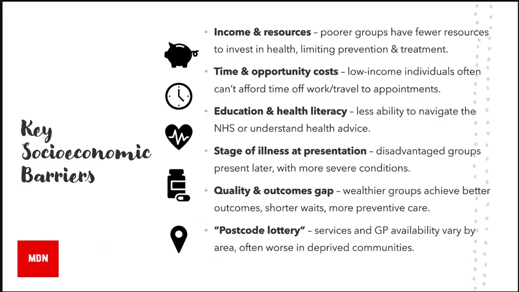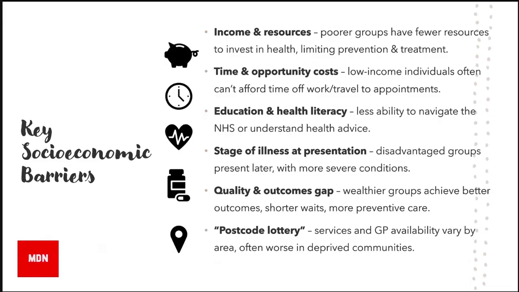Education and health literacy. People with lower education may struggle to understand medical information or navigate the NHS system. Wealthier patients are often more confident pushing for referrals or specialist care. Stage of illness at presentation. Poor groups often delay seeking help until illness is severe. This leads to higher need for emergency care and worse long-term outcomes.